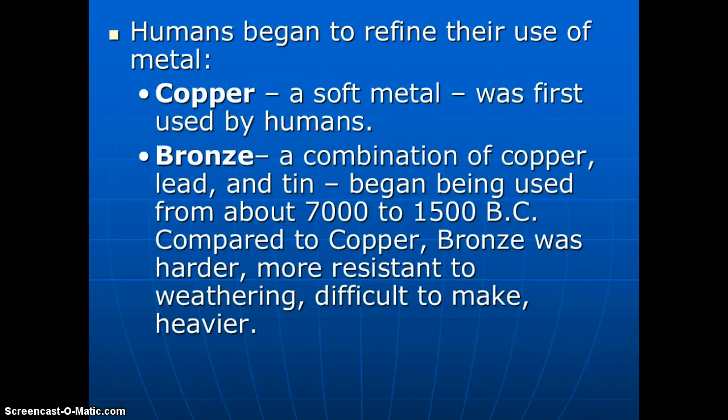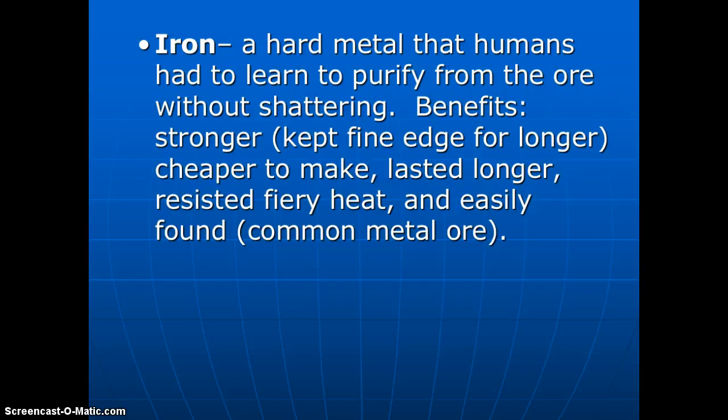So the metals they began to refine were copper in the beginning because it was soft and easy to access. The Bronze Age begins around the year 7000 to 1500 BC. And bronze was harder, it was more resistant to weathering, although it was kind of difficult to make because you had to mix the copper, lead, and tin. And it was heavier, so it could be used for better tools and weapons until the king, iron, came along.